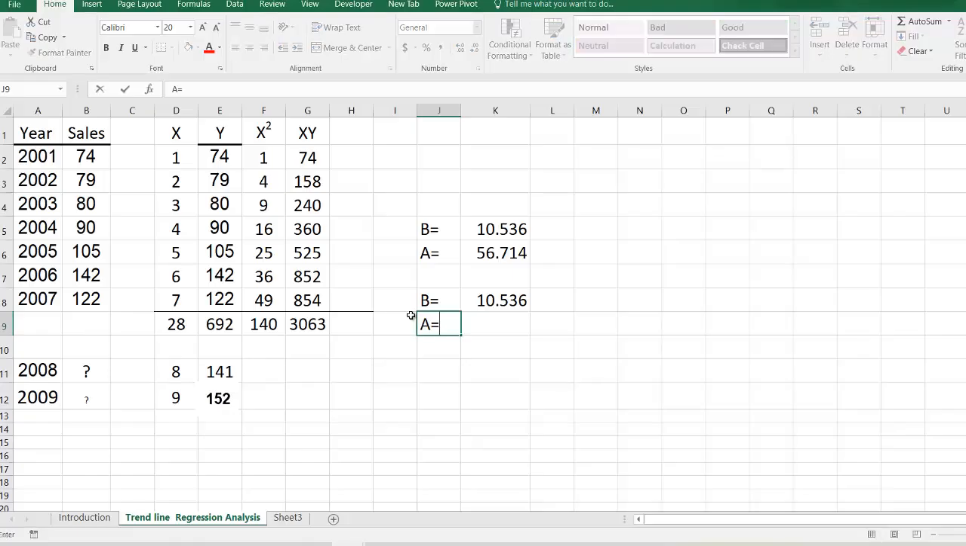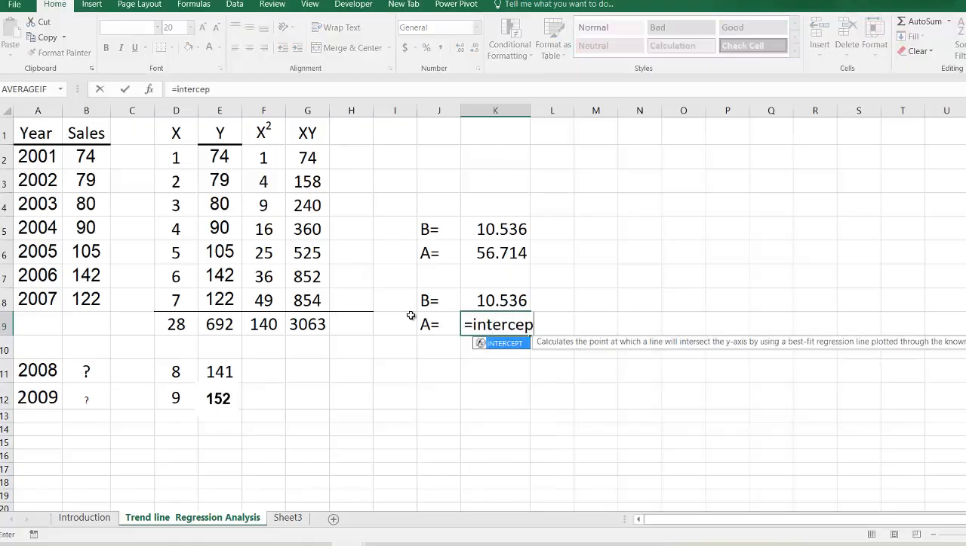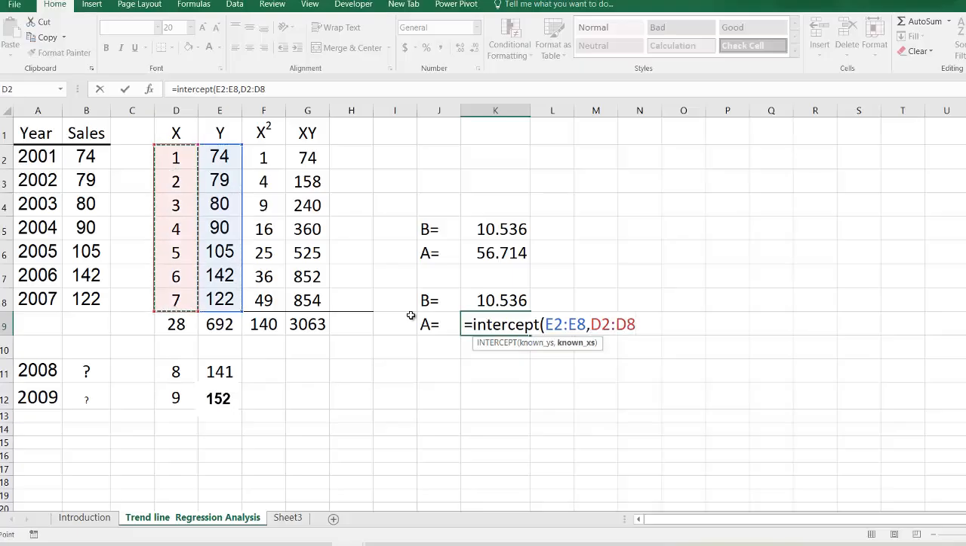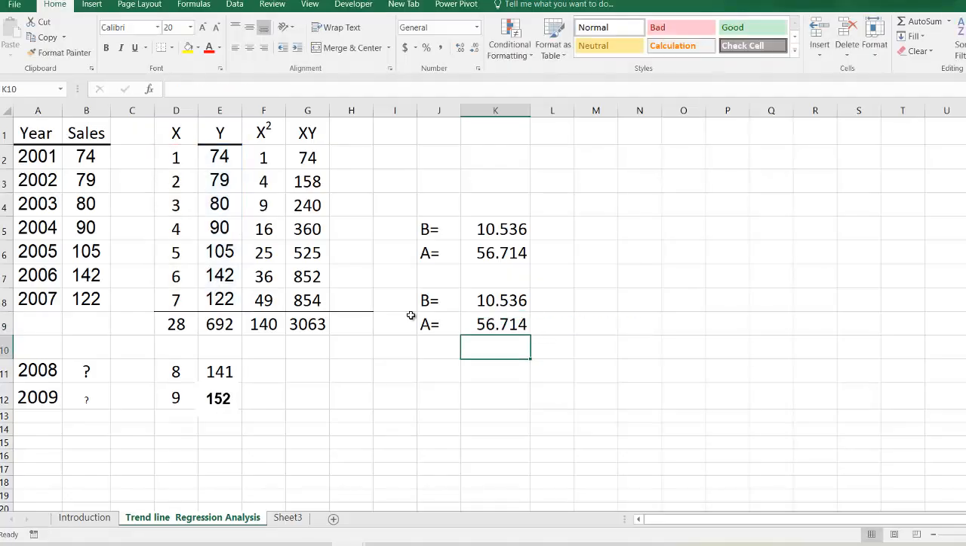And for the value of A, or the intercept of the trend line, Excel has a formula INTERCEPT. Similar to the formula of SLOPE, we just need to identify the column of Y and the column for X. And again, it will generate the same value as we did manually.